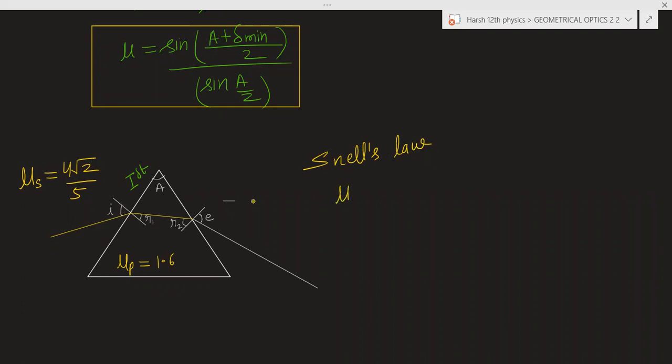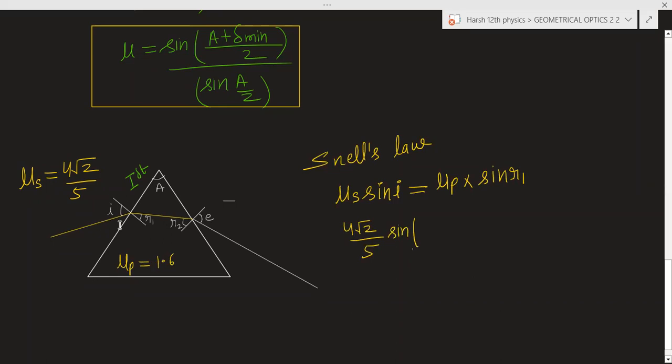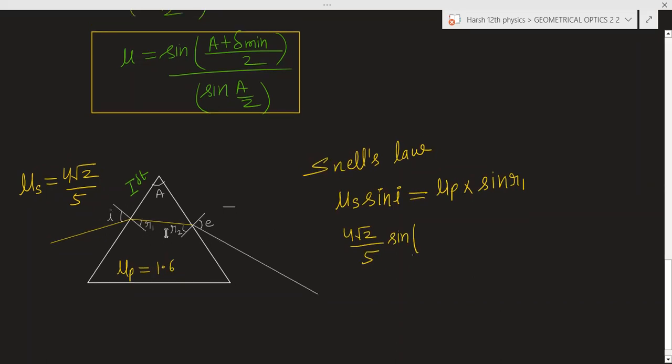So that is the refractive index of the surrounding multiplied by sine of I, equal to the refractive index of this medium, that is 1.6, the refractive index of the prism, multiplied by sine of R1. Now what is the value of mu s? 4√2 divided by 5 sine of I. Now see, all the conditions of minimum deviation will remain the same.